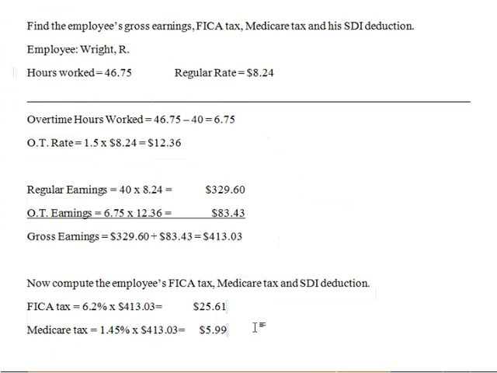Let's now compute the employee's Medicare tax. To do so, we would take 1.45% of his gross earnings to see that the employee's Medicare tax amounts to $5.99.